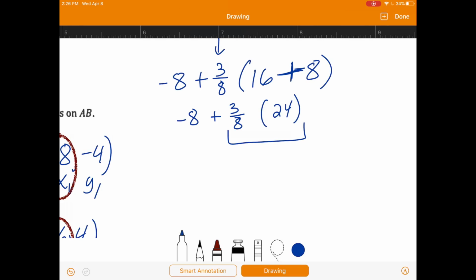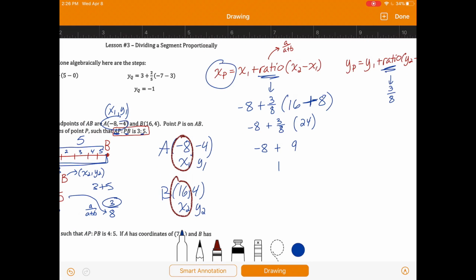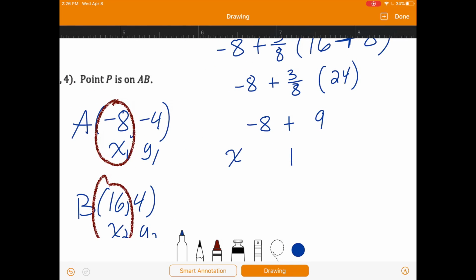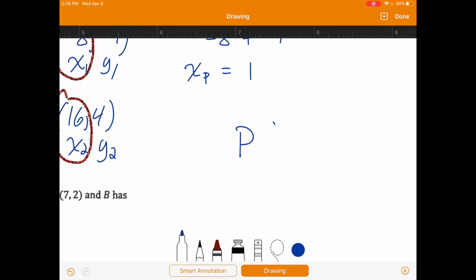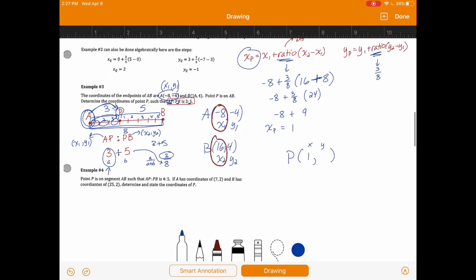And then we're going to do this part next, which you can take this whole thing and put in your calculator if you want to, but since I'm doing it step by step, if you do 3/8 of 24, that's going to be 9, which means that the x value is going to be 1, because -8 plus 9 is 1. And it says this is the x value. So the x value of point P is 1. So our answer, point P, is going to have the x value of 1, but we don't know y yet. So we have to do our other formula still.